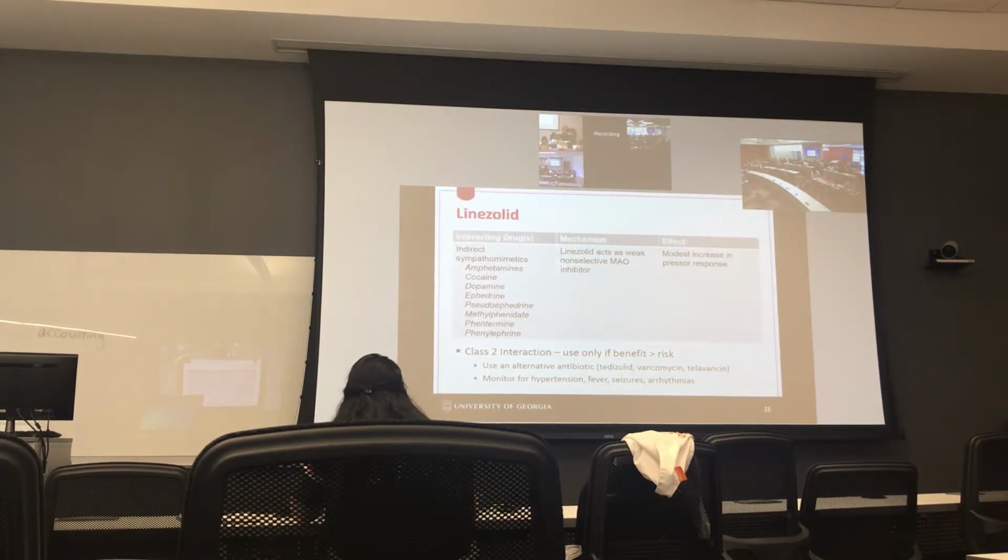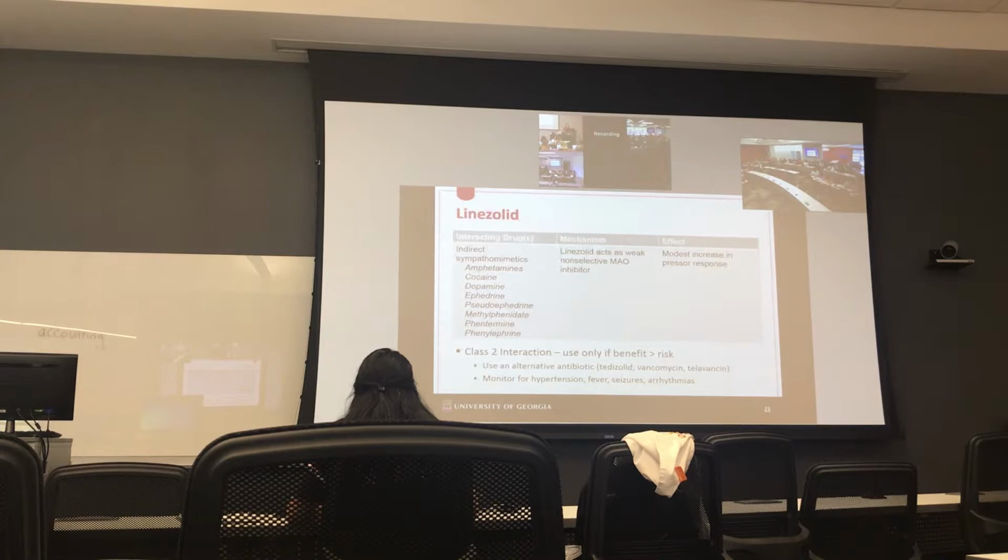So with some of these agents, that's okay. If the patient's on phenylephrine in the hospital, we're using that because they're hypotensive and we want to raise their blood pressure. So if they need linezolid and they're on phenylephrine, I'm not going to be worried about this interaction because linezolid is helping us to raise their blood pressure.